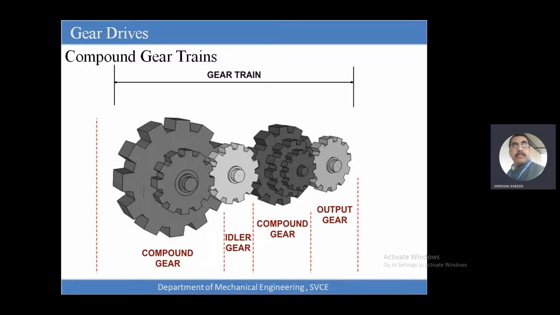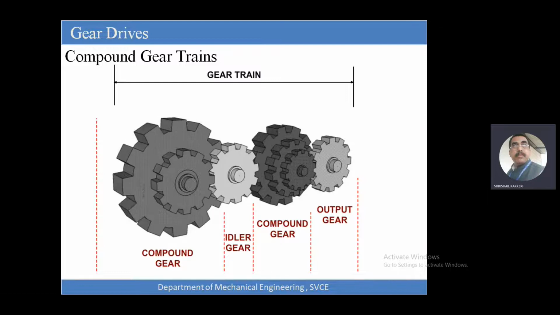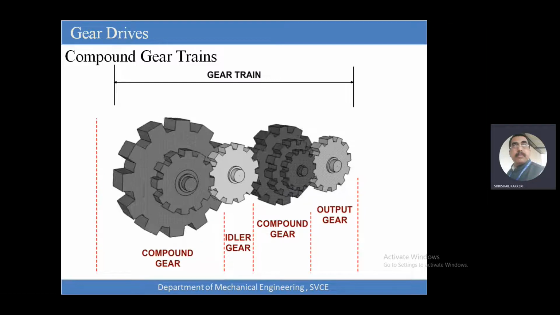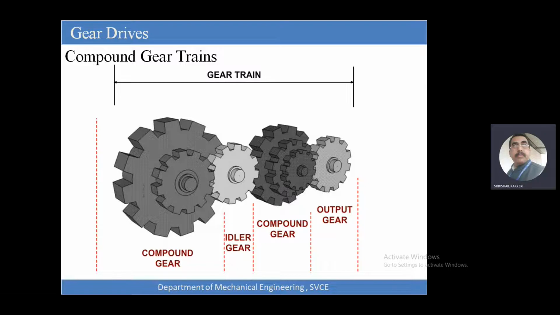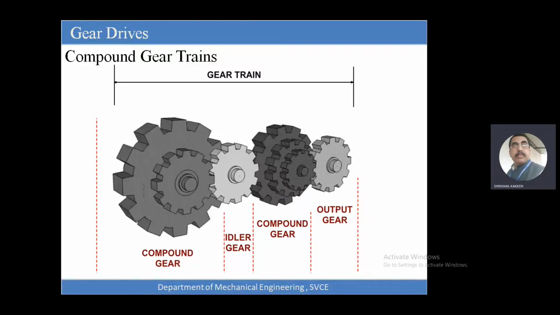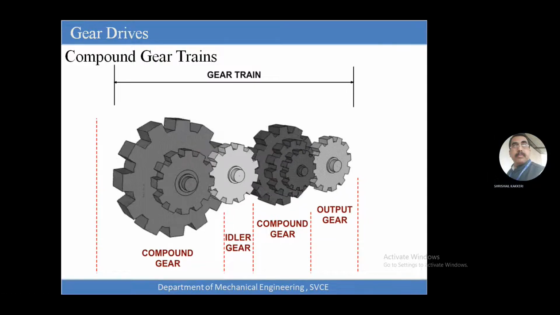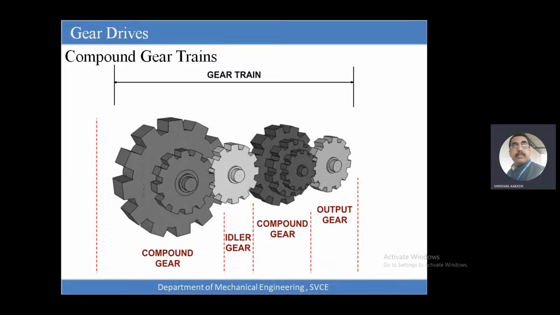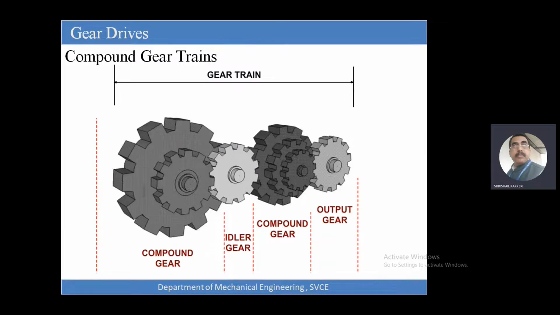Okay. And if we want to write gears A, B, C, then NA, NB, NC, TA, TB, TC, DA, DB, DC. You can write that, or simply you can write 1, 2, 3 respectively. Okay. This is how we can find the velocity ratio of a gear train system.